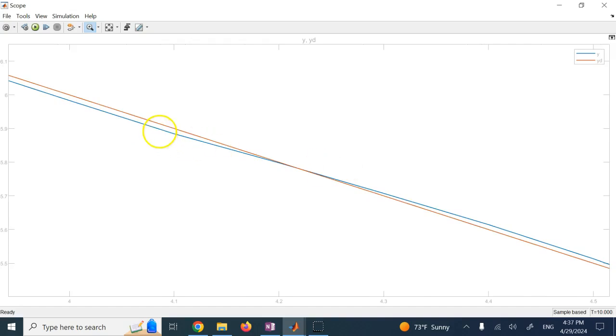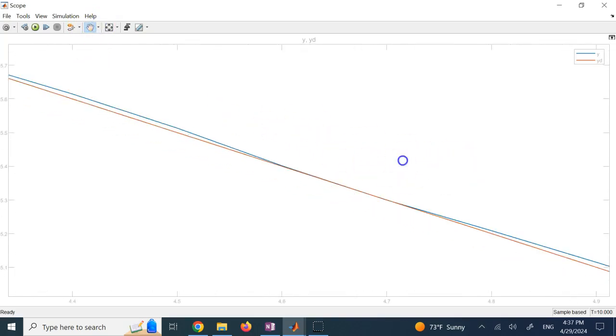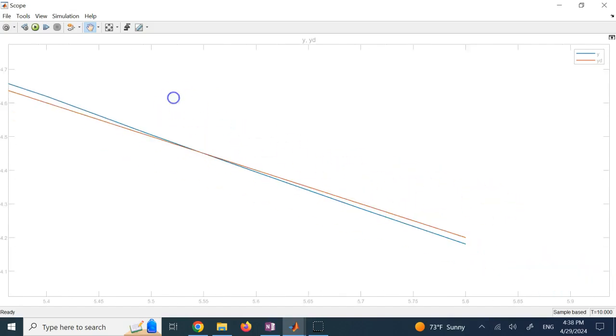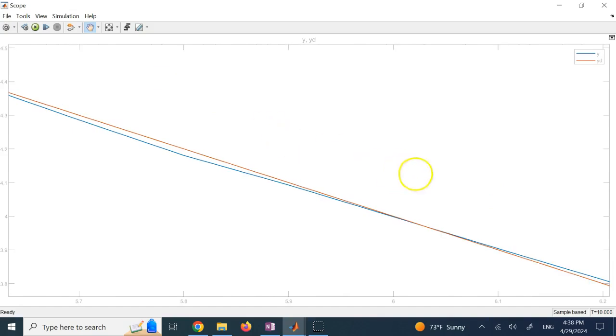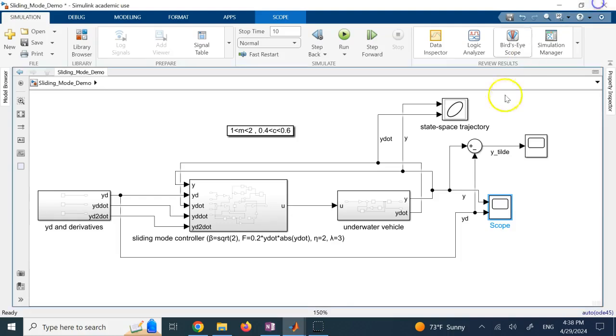Look, you see right now y, the blue curve, is below y desired, but then it goes above it. And as we move on, look here, above, and then it should go below. There we go. You see it goes below and again goes above, and this up and down thing is happening. But if you really want to see chattering, I added for you this trajectory, y dot versus y, so we can see the actual chattering here.